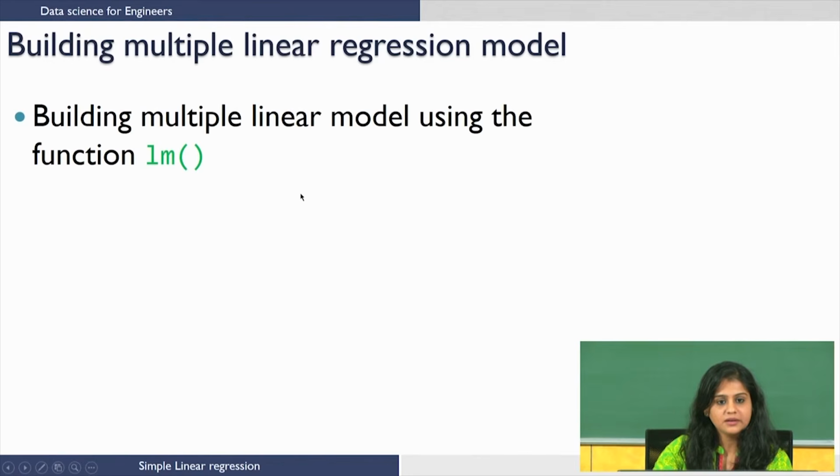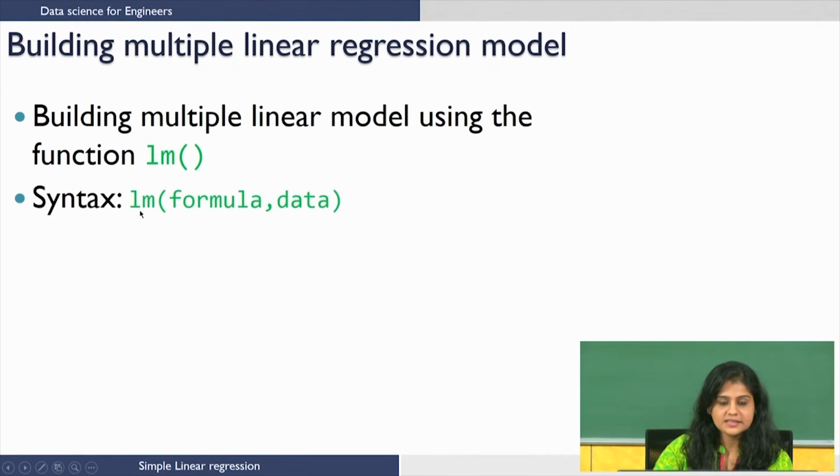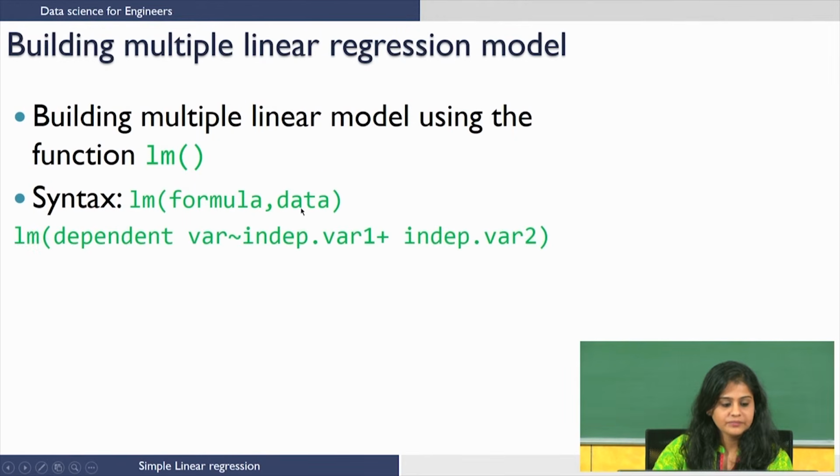The function to build a multiple linear model is the same as what we used in the univariate case. So, here also I am going to use LM. Again, the syntax is LM, and there are two input parameters, formula and data. Now, the syntax is slightly different compared to the univariate case. I have my dependent variable here, then I have a tilde sign, and however many independent variables I have, I am going to separate them with the plus sign. Say for instance, I have two independent variables in my data. So, I am regressing the dependent variable with two independent variables. The two independent variables have to be separated by a plus sign.